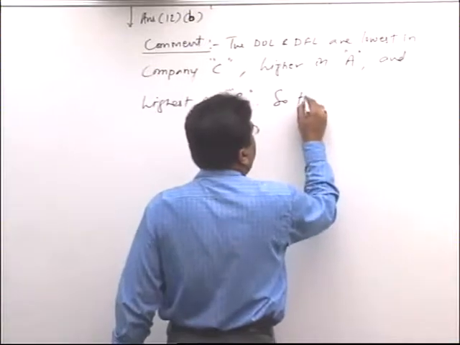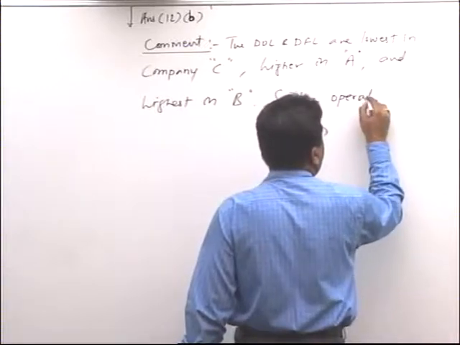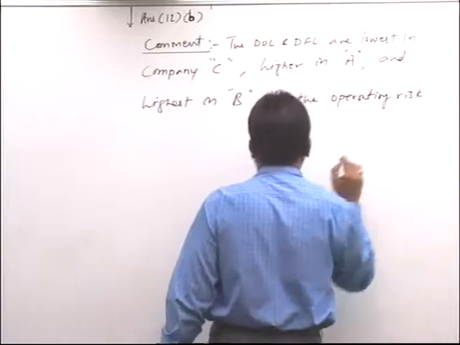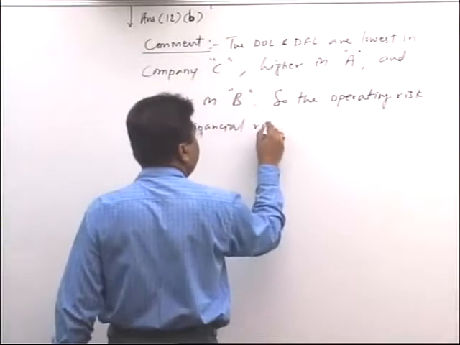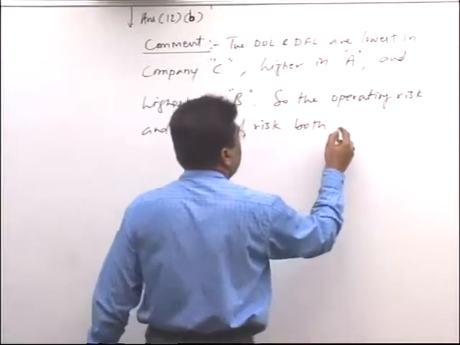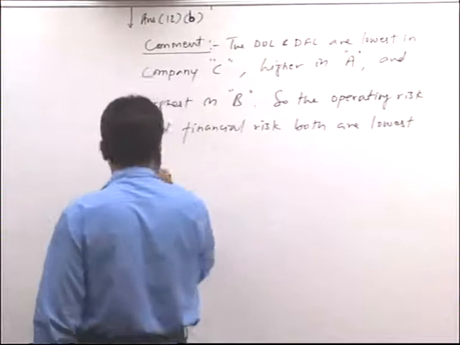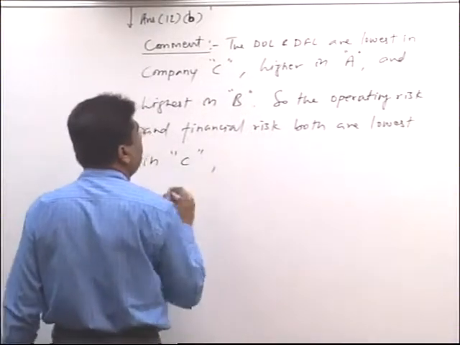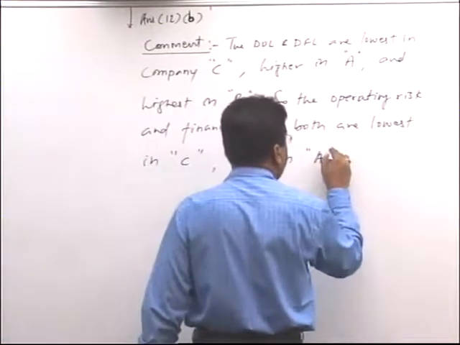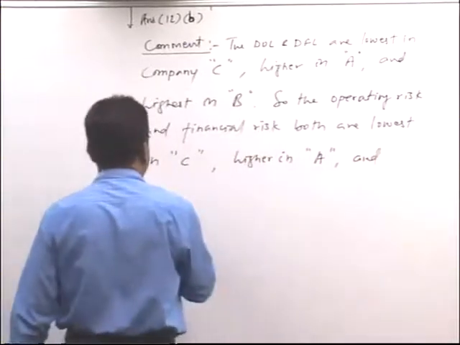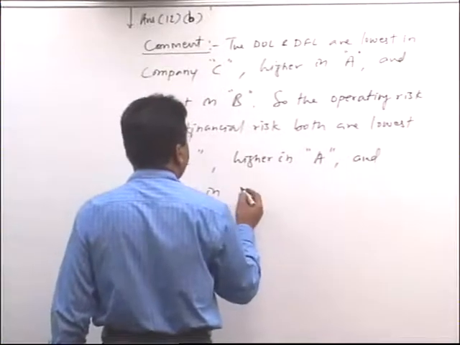So, the operating risk and financial risk both are lowest in company C, higher in company A and highest in company B.